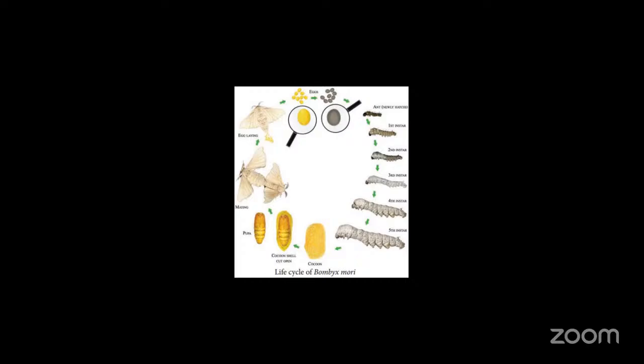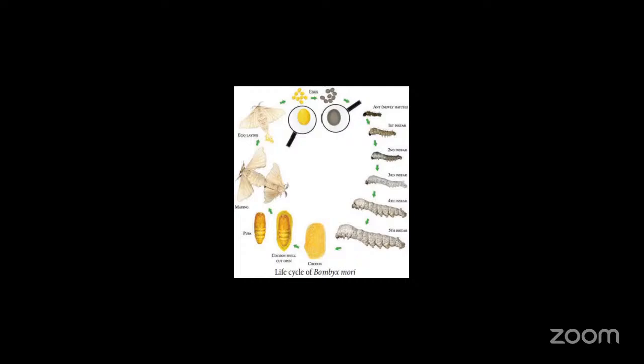Before going into detail, I would like to summarize the silkworm's life cycle. After mating, the male and female adults, which have wings, mate, and the male will die after mating. The female lays eggs, and then the female also dies.